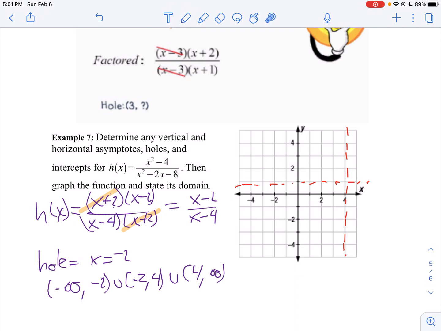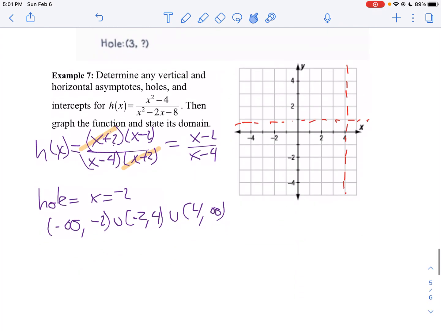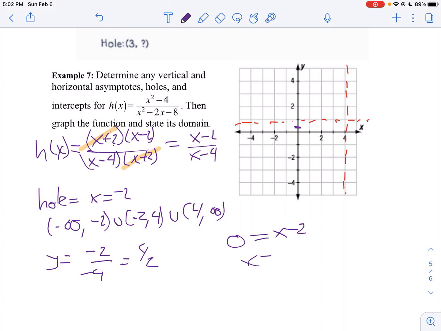And we're supposed to find, yeah, let's do our intercepts. So let's find out when my y-intercept is when x is 0. So I'll get -2 over -4. I'll get 1/2. So I know I have a y-intercept here at 1/2. Let's find my x-intercept. So that would be 0 equals x minus 2. So x equals 2.